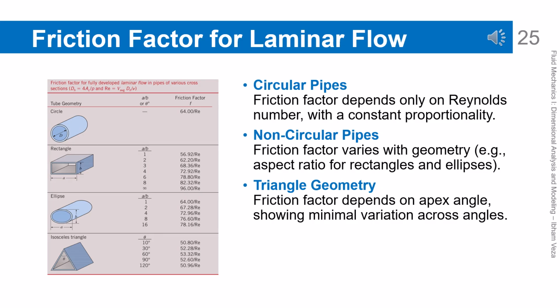Friction factor for laminar flow. The friction factor depends only on the Reynolds number. This relationship is simple and can be written as f equals 64 divided by Re. For non-circular cross-sections, the friction factor is also influenced by the geometry of the shape. However, the variation is relatively small for many practical shapes. This concept shows that laminar flow has predictable friction characteristics.